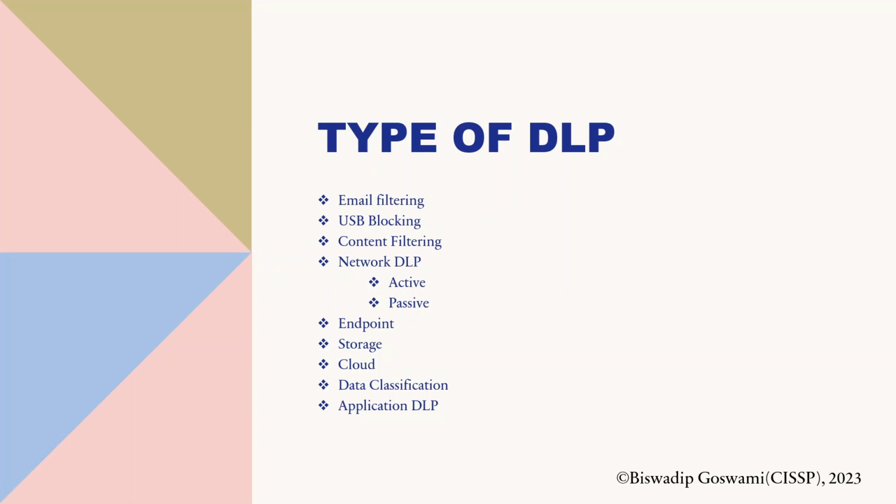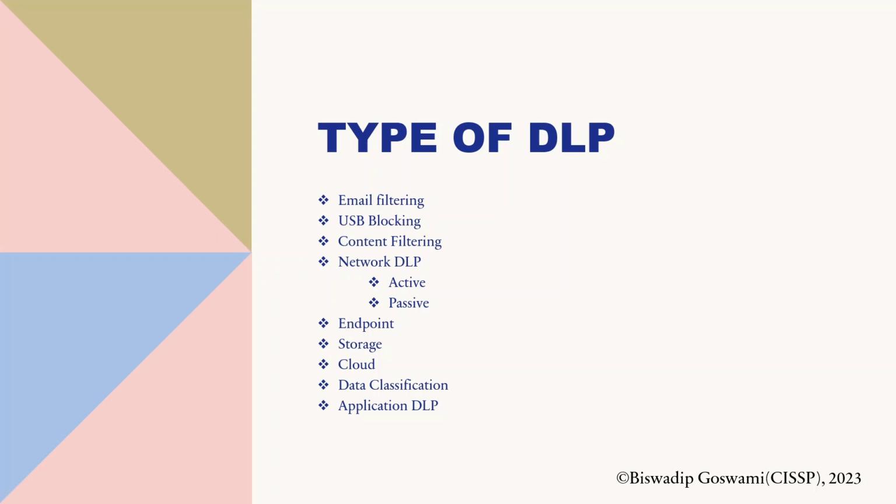Data classification DLP. This type of DLP involves classifying data based on its sensitivity and implementing appropriate policies to protect it. It involves identifying and categorizing sensitive data such as personally identifiable information or PII and confidential financial information, and then implementing policies to control its use and transmission.